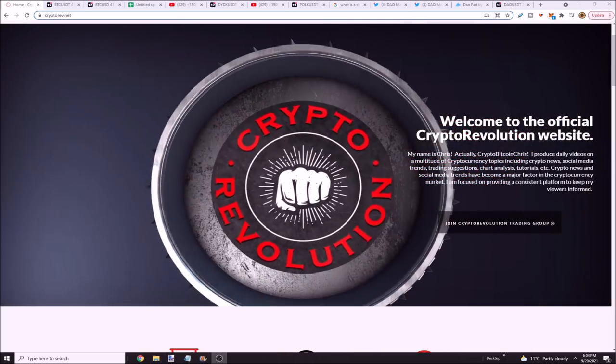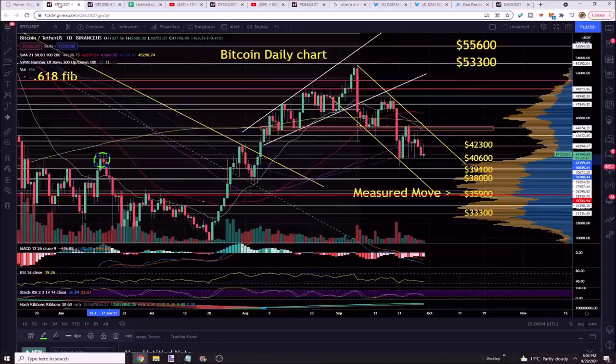Jump right into the market today in crypto, Bitcoin daily chart.